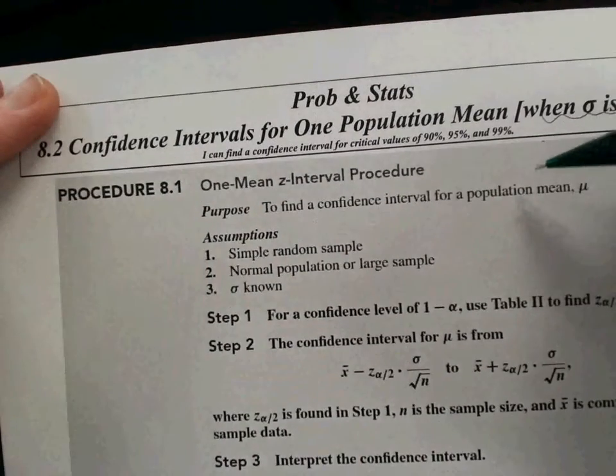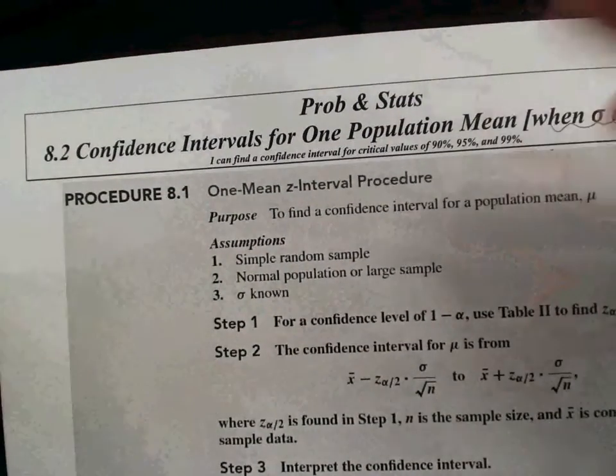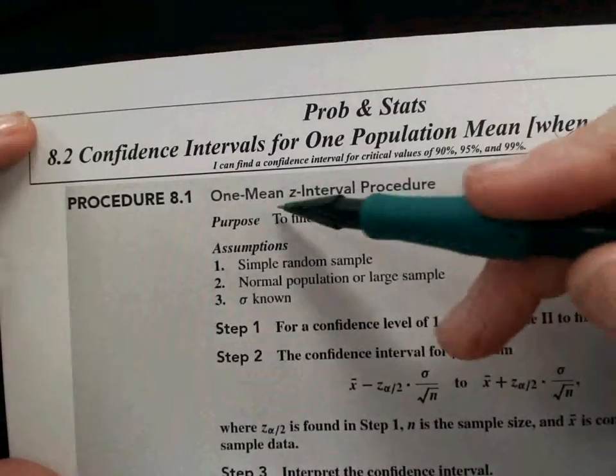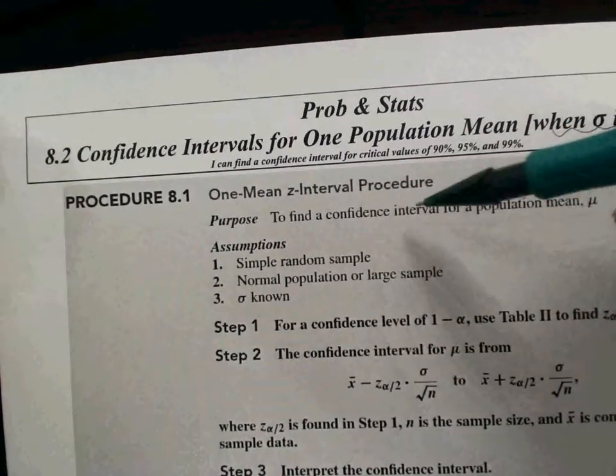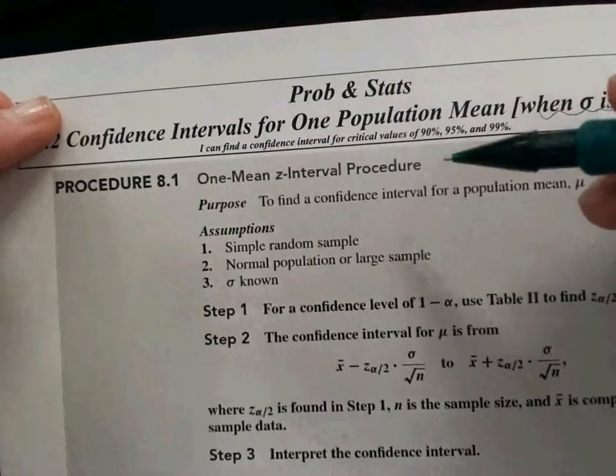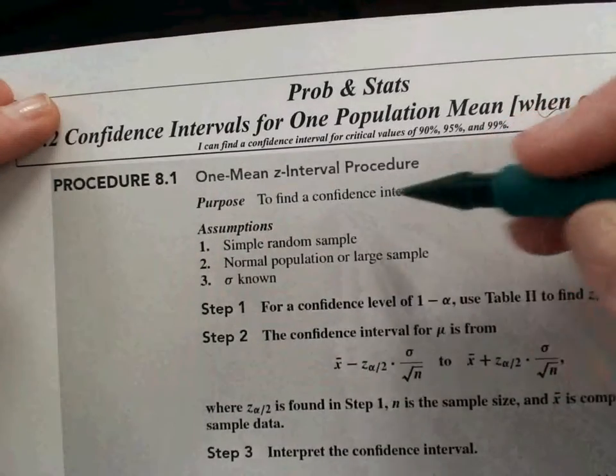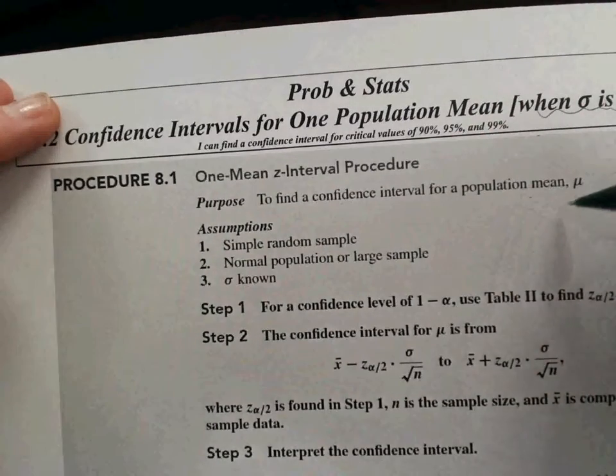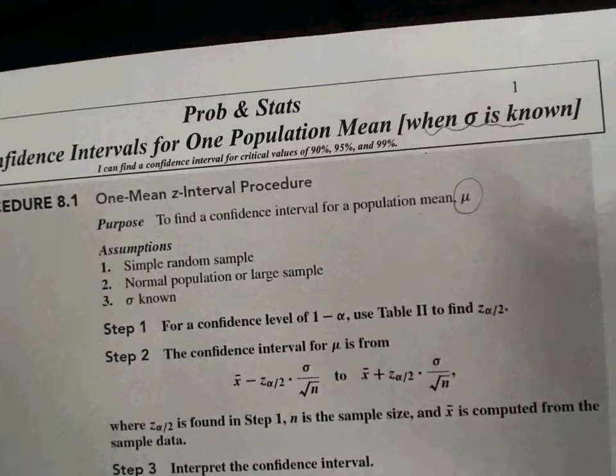So first of all, there's a procedure. The procedure for the one mean z interval is, first of all, our purpose is to find the confidence interval for the population mean. And that's something that came up in your notes yesterday, was talking about finding an interval to estimate the population mean versus just a point, or a point estimate.